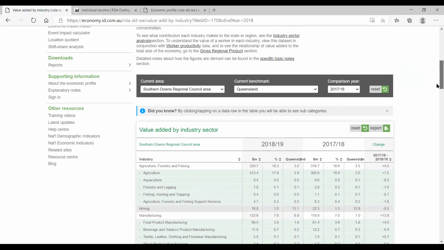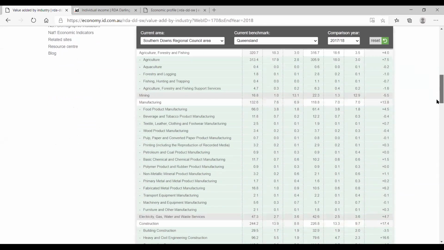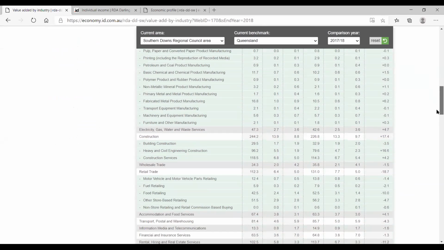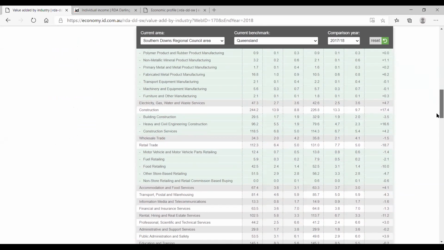But this is a really good tool to use, guys. This is really important to drill down into each of those sectors at the high level and see what's happening in your subsectors.